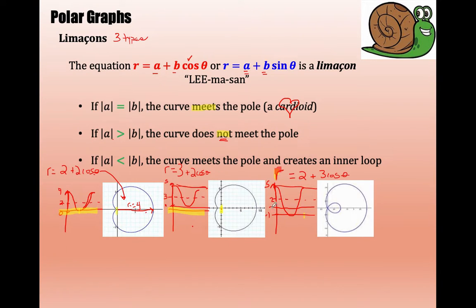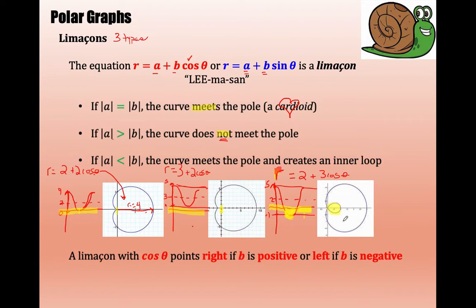Right? Do you see here's the x-axis? I have a part that is under the x-axis. This little part here that's under the x-axis is represented by the little loop. Right? Kind of crazy. That's called a loopy limaçon.